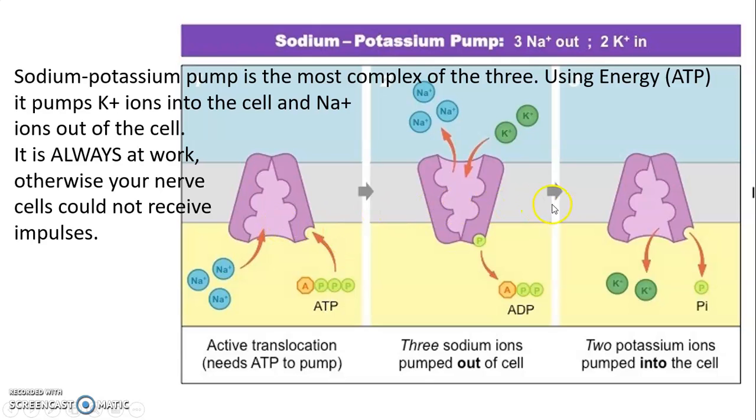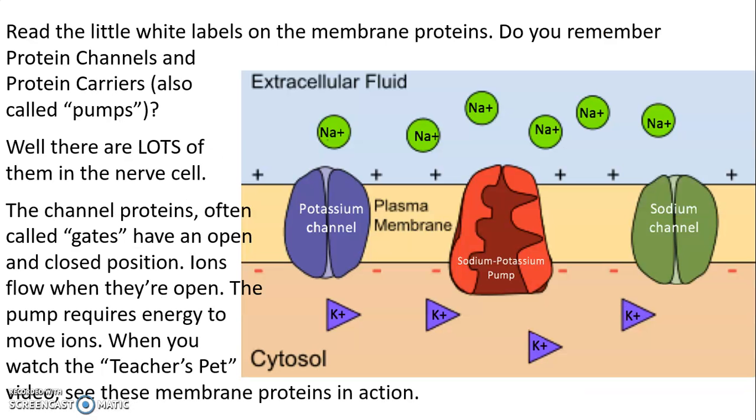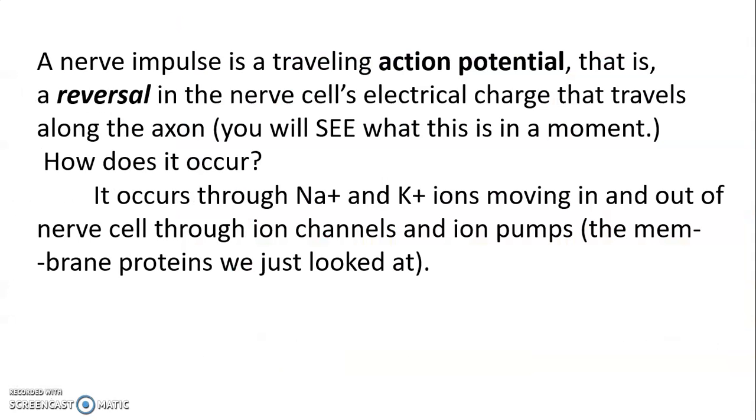Here's a more detailed picture of it, right? This is the sodium-potassium pump. It pumps 3 sodium ions out and 2 potassium ions in every time it works. So you can see 3 sodium ions are getting pushed out, 2 potassium ions then get pushed in, and it's using up ATP. And it is always at work precisely so that it can maintain this concentration gradient. Sodium high concentration on the outside, potassium low concentration on the inside. Okay, so these are 3 membrane proteins constantly at work in the nerve cell.